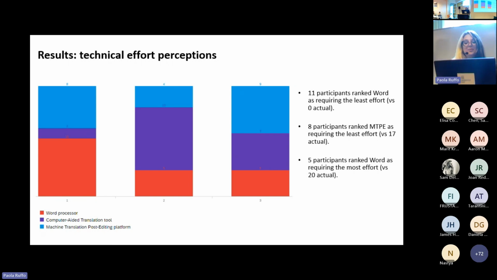And 5 participants ranked Word as requiring the most effort, but it was actually requiring the most effort for 20 participants out of 21. So again, you can see that trend of people perceiving Word as taking less time and less effort, when in reality the measurements say something else, which is in itself interesting, and kind of tells you the difference again between research and literary translators' perspective. And this is what the point of our research really is: to highlight how different the measurements are and how sometimes the numbers don't really tell us the whole story.